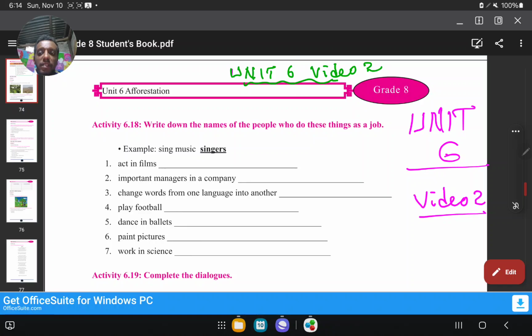You see, what is the name of this guy? Director. Manager የሚለው በነገራችን ላይ it is suffix to, so director ልንለው እንችላለን. Change word from what language to into another. Translator. Play football, footballer, yeah. ኳስ የሚጫወት ሰው footballer. Dance in ballet dancer. Paint pictures, artist ነው አይደል የምንለው? Artist. Work in science, scientist. Great job, students. This is how to complete sentences or questions with suffix.